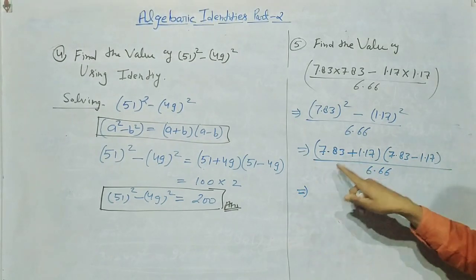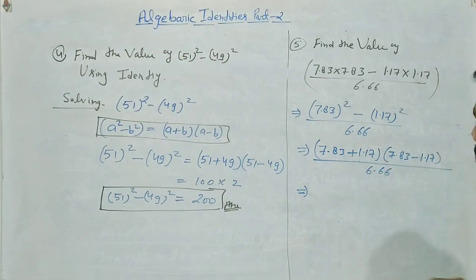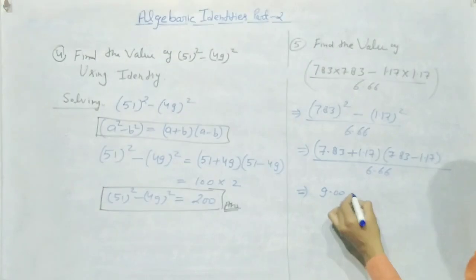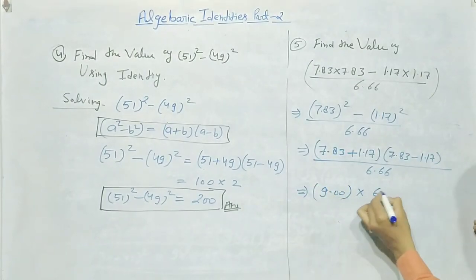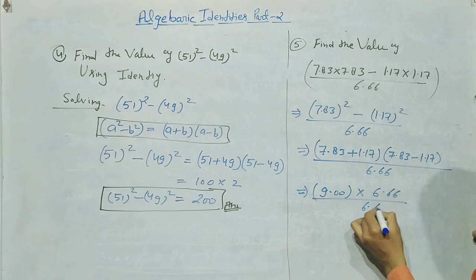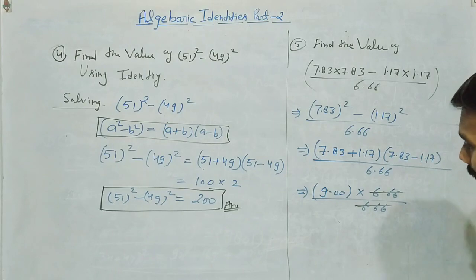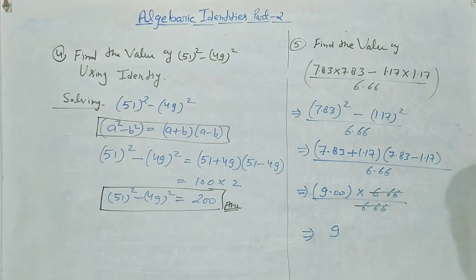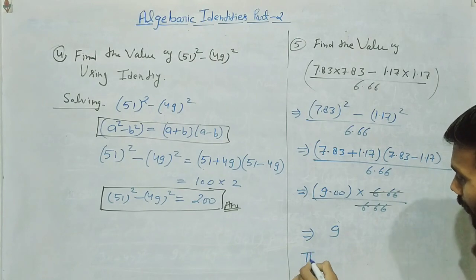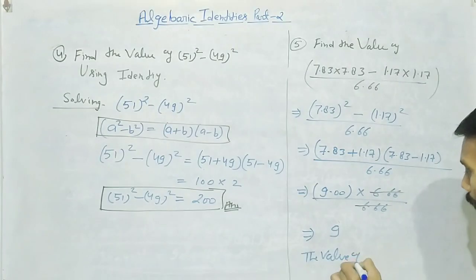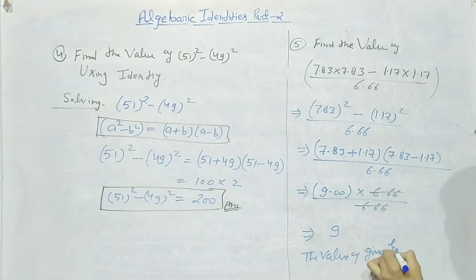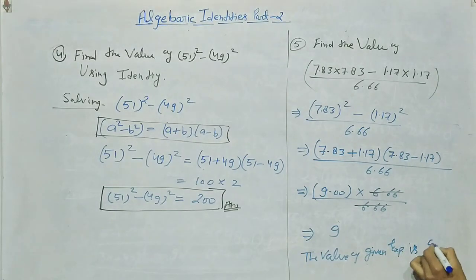Now 7.83 plus 1.17 means 9.00, into, it gives 6.66, divided by 6.66. 6.66 gets cancelled and we obtain the value only 9. 9.00 can be written as only 9. So the answer is 9. The value of the given expression is 9.